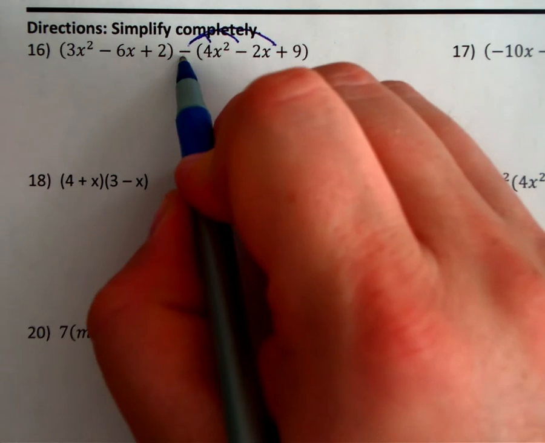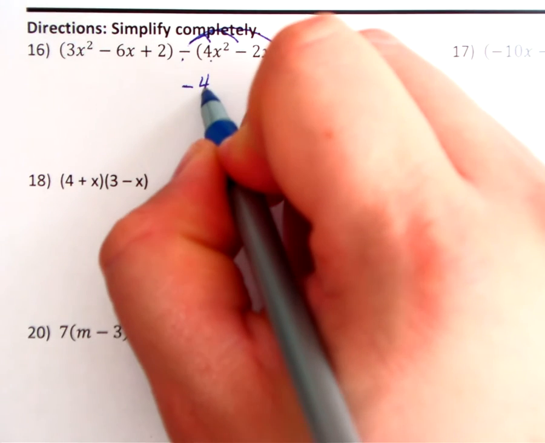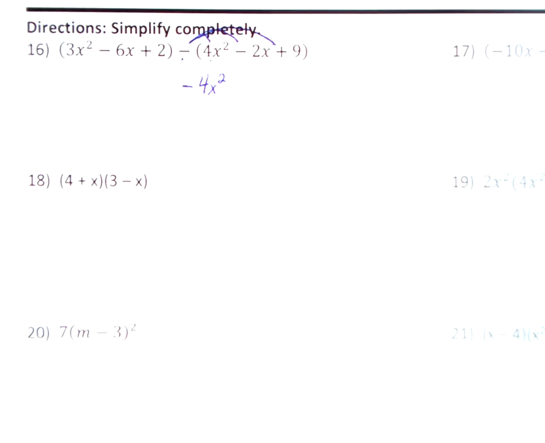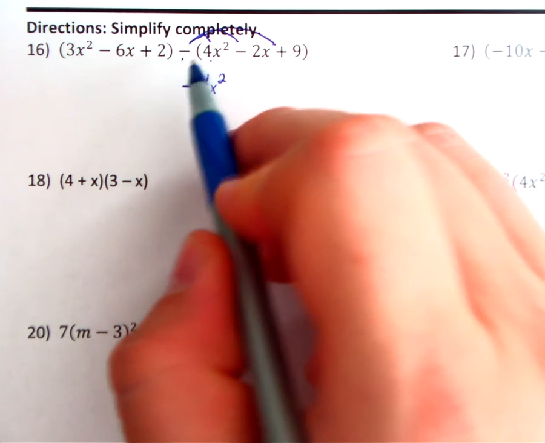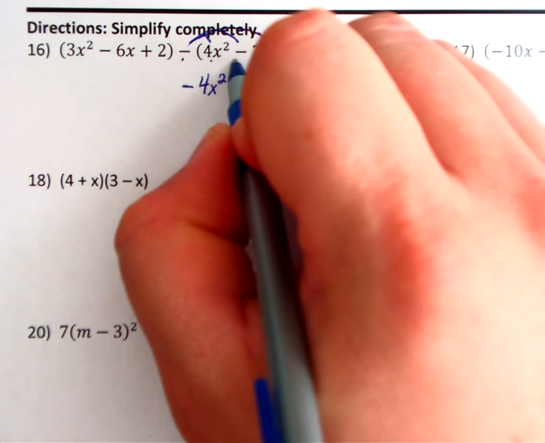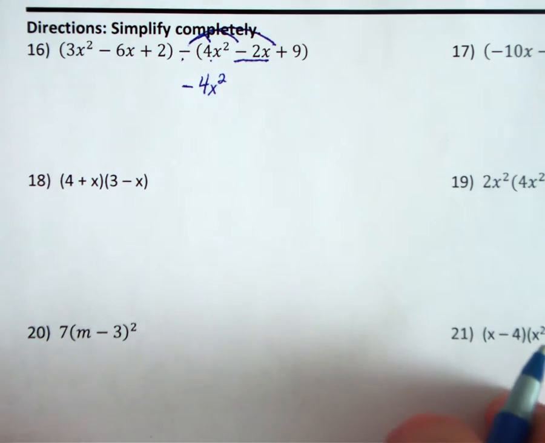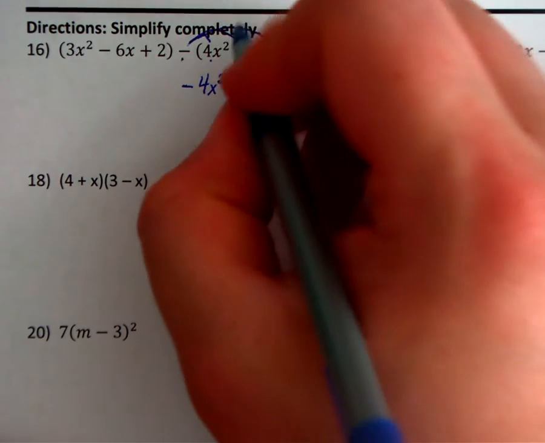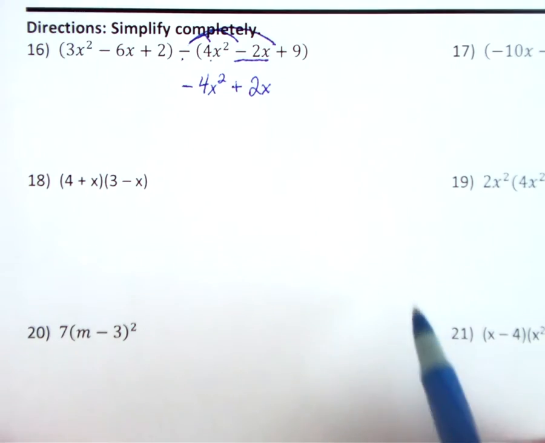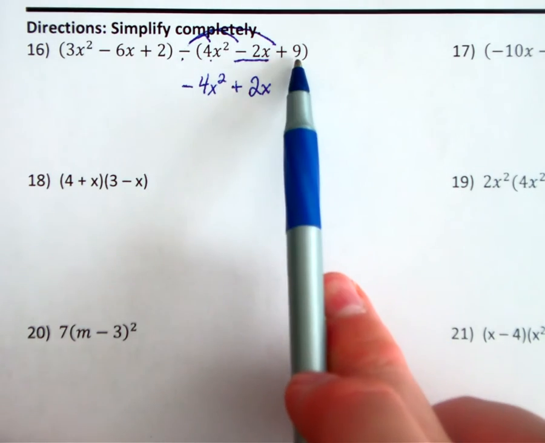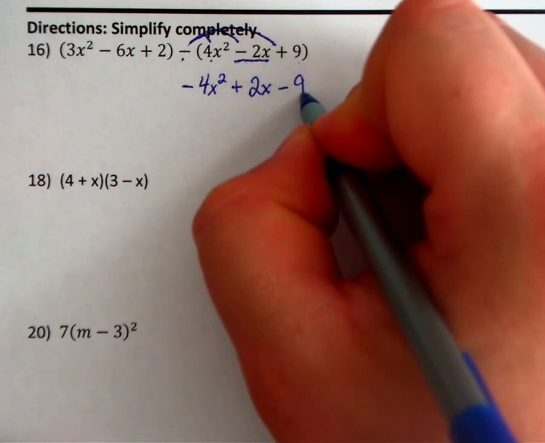So negative times 4x squared is negative 4x squared. Negative times, and be very careful on this one because we're looking for the entire value of that term, which is negative 2x. So a negative times a negative is going to become positive 2x. Negative times positive 9 is going to give us a negative 9.